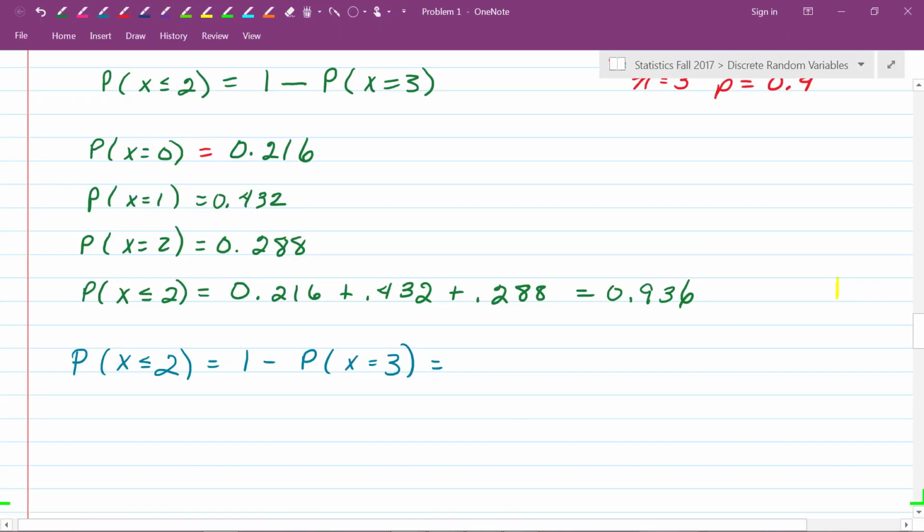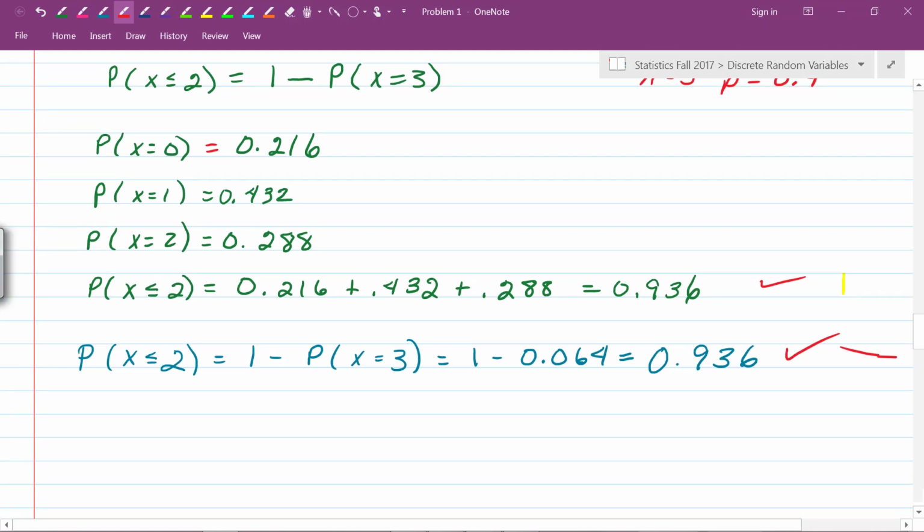So this is going to be 1 minus 0.064, because the probability that we have 3 successes out of 3 is 0.064. So we're going to go 1 minus 0.064, and that is equal to 0.936. Notice we got the exact same answer right there and there. Okay, so two different ways of calculating that.